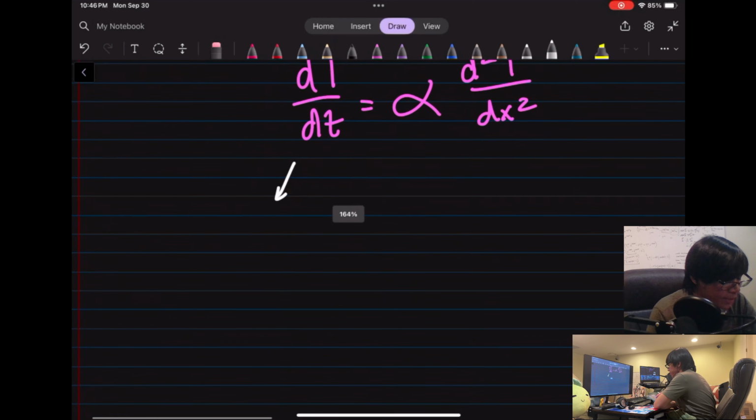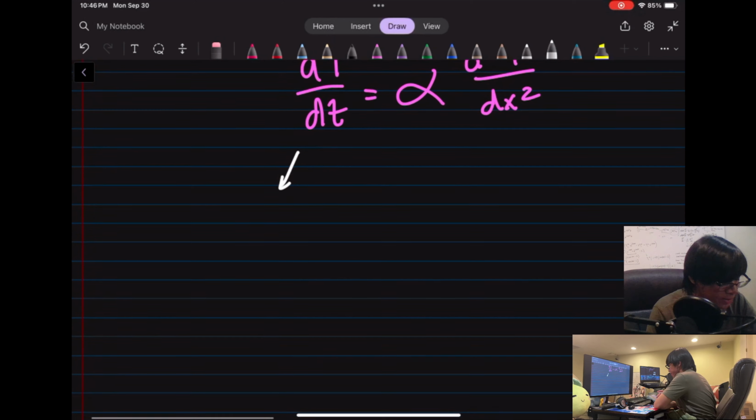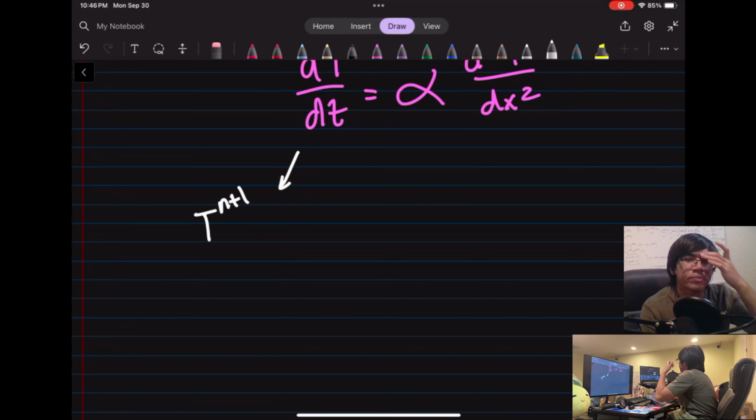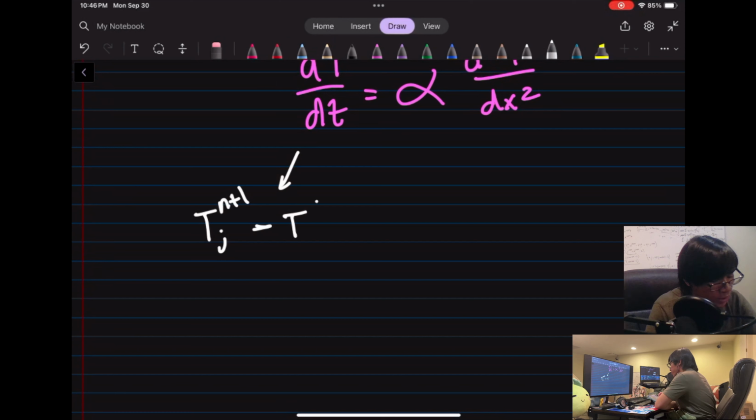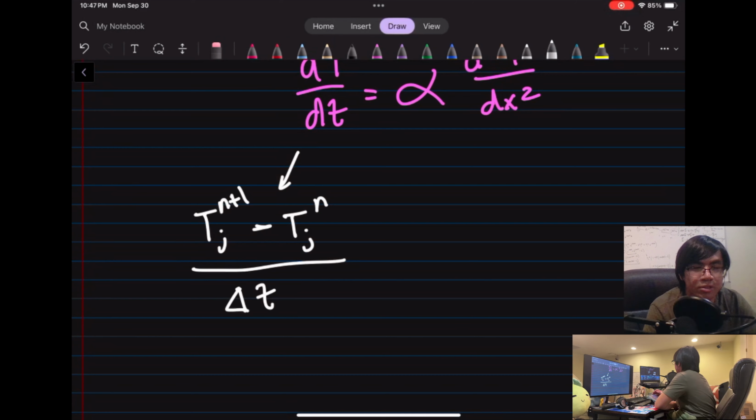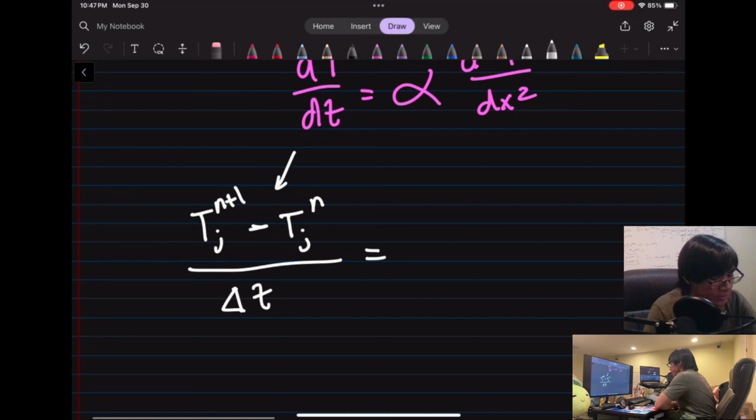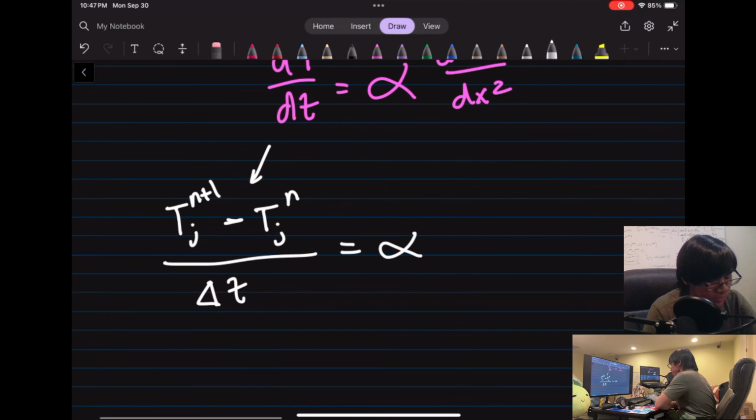So temperature with respect to time, what is that? Well, we have our next time, so T^(n+1) at some position j, subtracted from our previous time, or you could say our current time at the same position, and this is over our time discretization delta t, and this must be equal to alpha, thermal diffusivity.